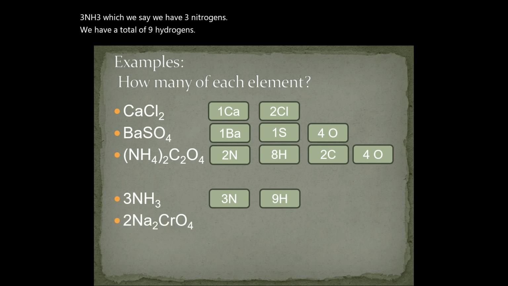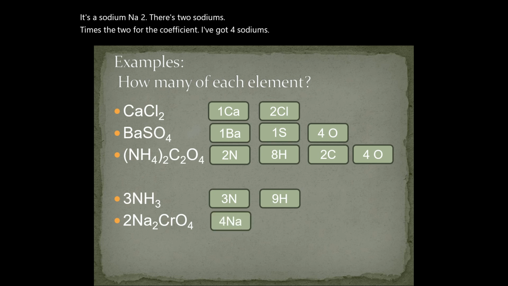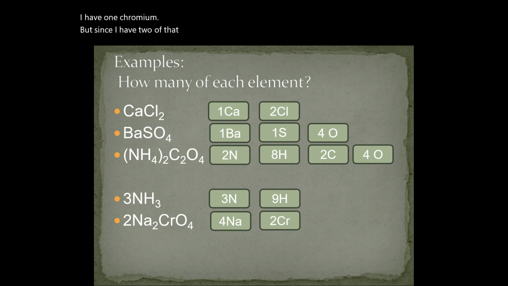What if we had 2 sodium chromates? Well, that would mean, again, that the 2 outside, the coefficient out front, applies to everything to the right. And since in Na2CrO4 there are 2 sodiums, times the 2 for the coefficient, I've got 4 sodiums. In Na2CrO4, I have 1 chromium, but since I have 2 of that molecule, I have 2 chromiums. And in the molecule Na2CrO4, I have 4 oxygens, but since I have 2 of the molecule, I have 8 oxygens.